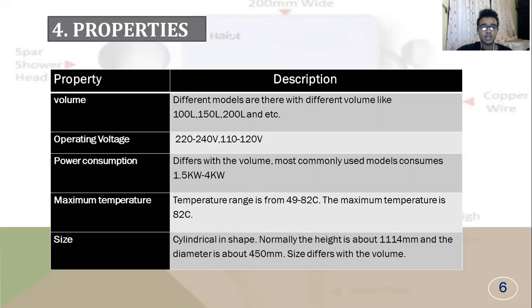Normally, the operating voltages are like 220 to 240 volts and 110 to 120 volts. Commonly, the maximum temperature is around 82 degrees Celsius.